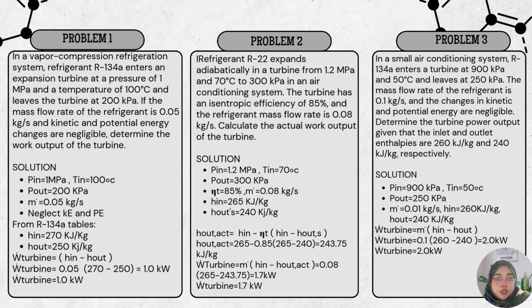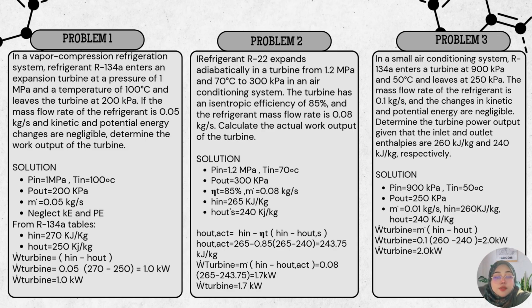Next, for problem number 3 for the turbine, in a small air conditioning system, I refer to the table. R134a enters a turbine at 900 kilopascal and a temperature of 50 Celsius and leaves at 250 kilopascal. The mass flow rate of the refrigerant is 0.1 kilogram per second, and the changes in kinetic and potential energy are negligible. Determine the turbine power output given that the inlet and outlet enthalpy are 260 kilojoule and 240 kilojoule respectively.